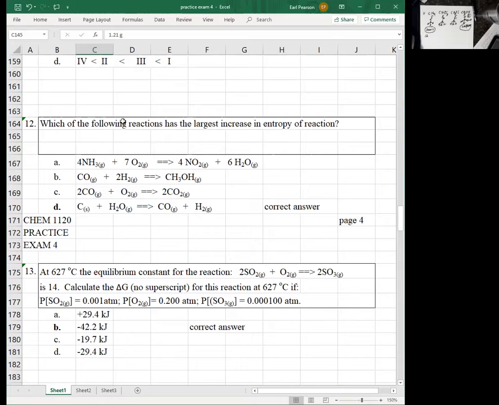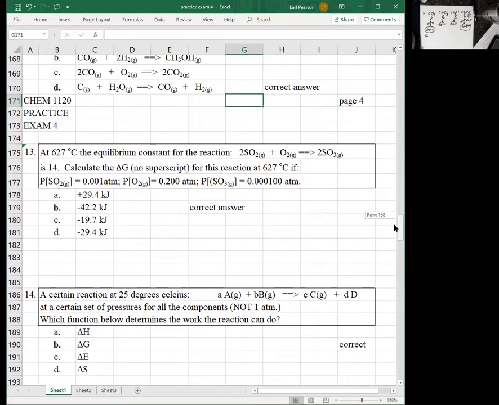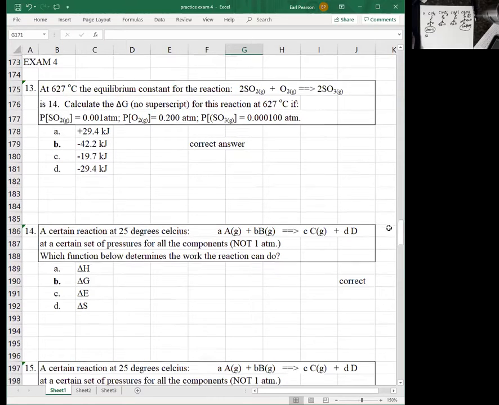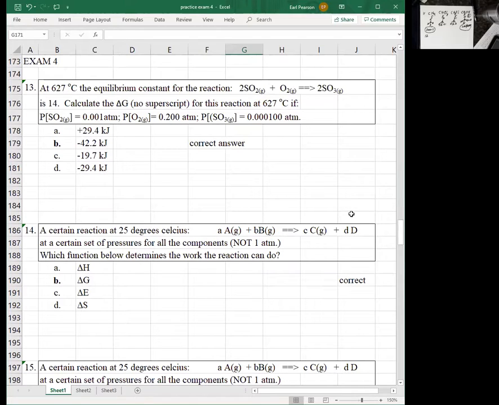And it is fairly easy to say. The change in entropy is determined primarily by the change in the number of moles of gas, because gases have so much higher entropy than liquids or solids. Okay.